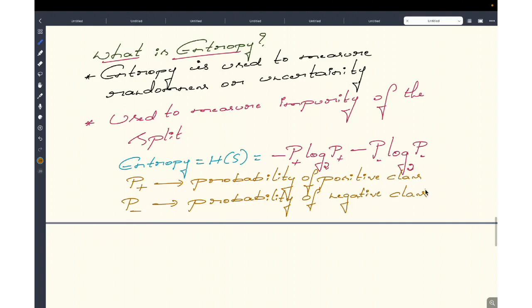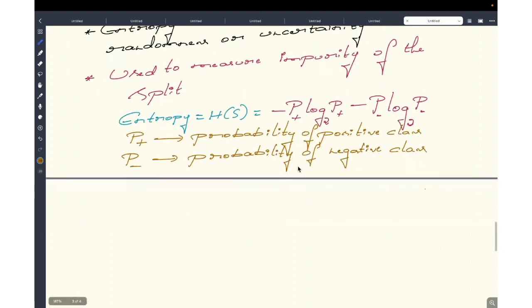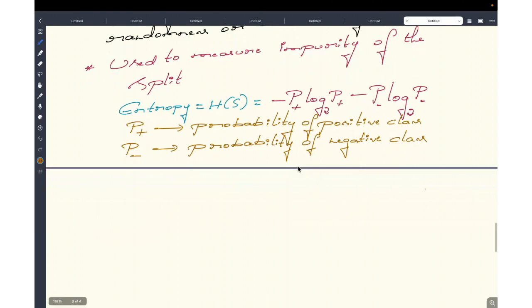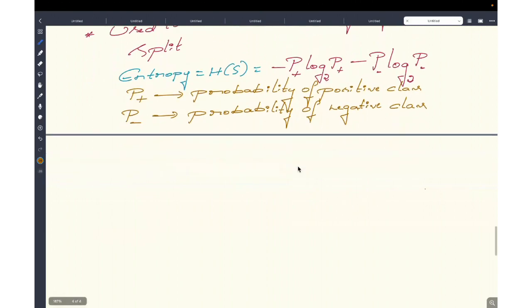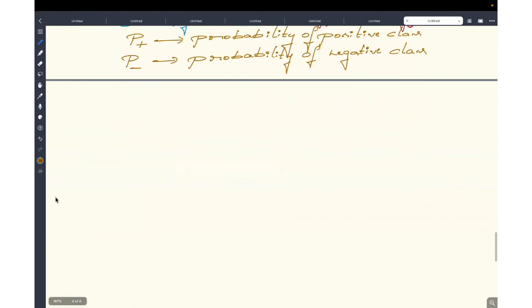Entropy is used to measure randomness or uncertainty, or the impurity of a split, and this is the formula used to find entropy. It uses probability: the split happens and then probability is used. Clear so far? Now we'll understand what is a pure split and an impure split. Along with entropy, we also use information gain.